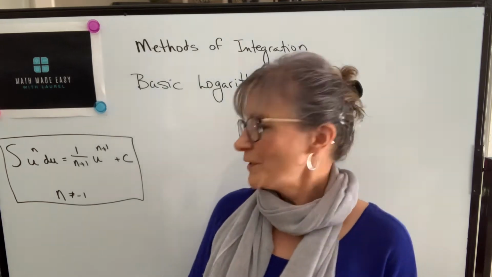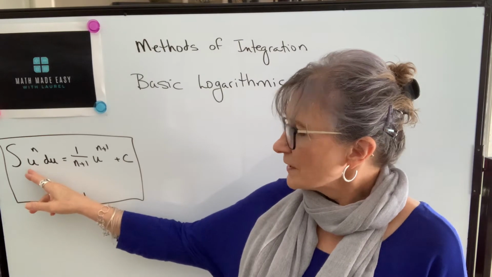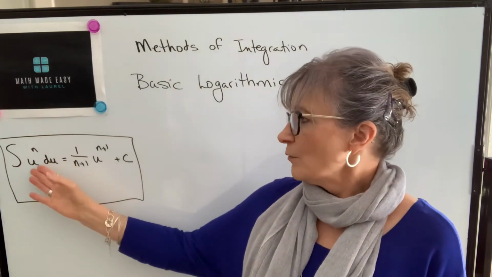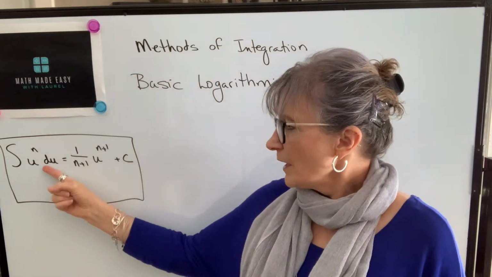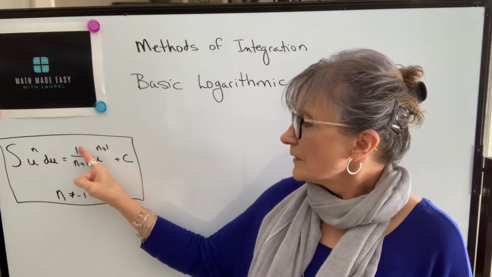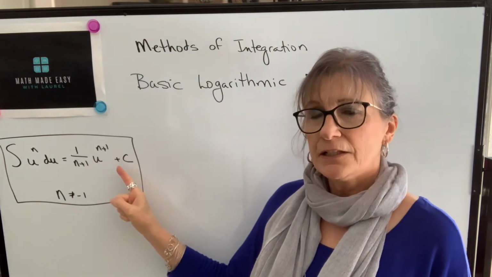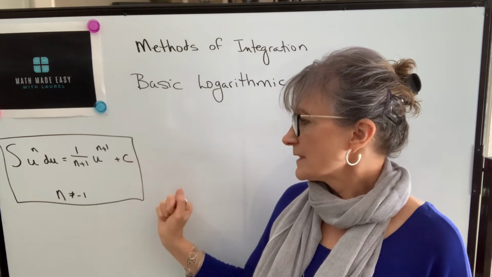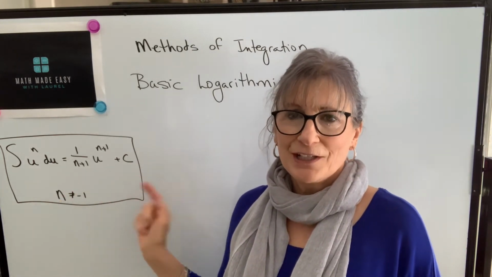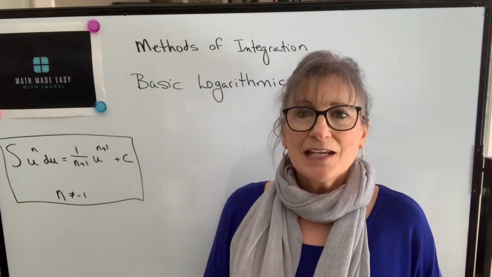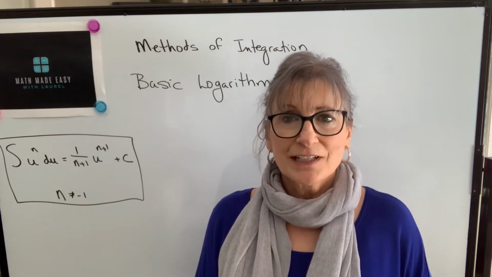So in the last video we talked about the general power formula, which allowed us to integrate a function u to the n du, where u could be an algebraic function or a transcendental function. And we were able to integrate that. The integral is 1 over n plus 1, u to the n plus 1. And if it's indefinite integration, we put plus c. But there was a very important requirement: n could not equal -1. In today's formula, we're going to look at the case where n is equal to -1.